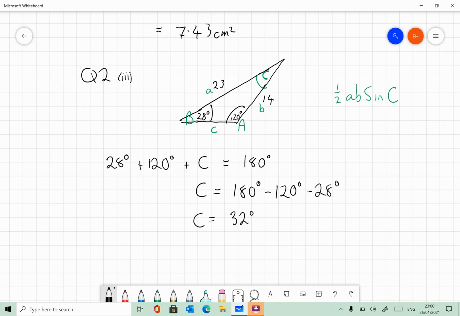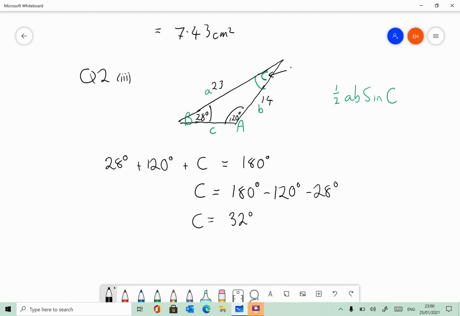So I now know that that angle up there is 32 degrees, which means I now have a half times 23 times 14 times the sine of 32. Excuse the capital letters, but I think it is a nicer way to do it in this question. And area equals that, just like area equals that formula there.